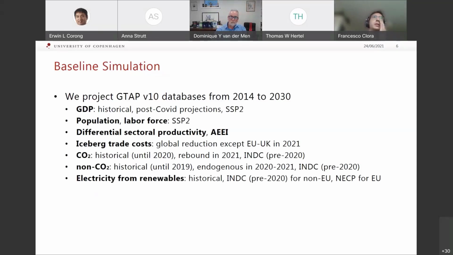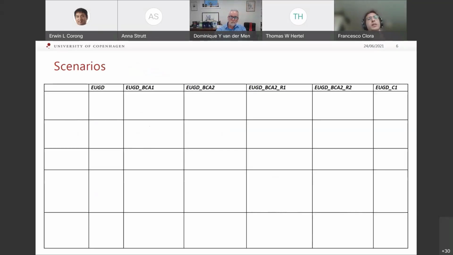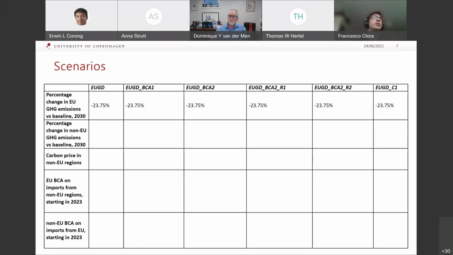So once we have this baseline, against this baseline, we define the scenarios. And we simulate 6 scenarios. So all scenarios assume the same reduction in EU greenhouse gases in 2030 compared to the baseline. And these are achieved by increased ambition in both the EU ETS and the EU ESR policies that we implement already in the baseline. But then the scenarios differ in 4 other dimensions.